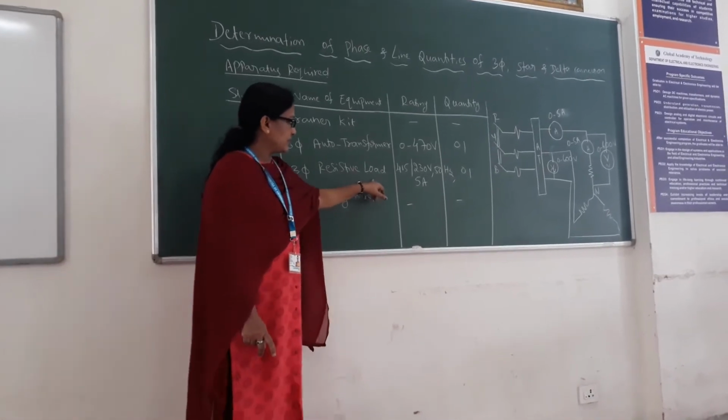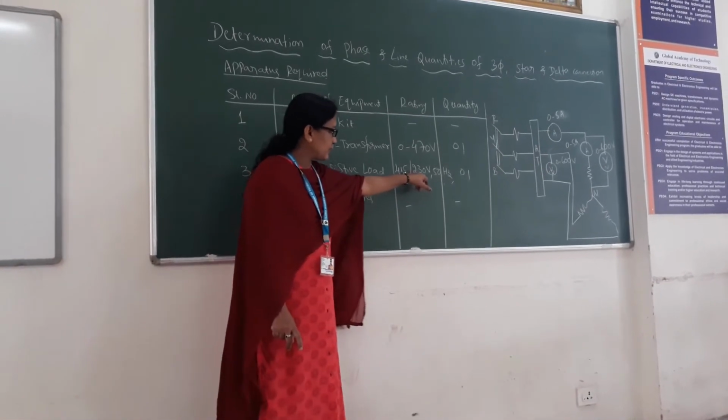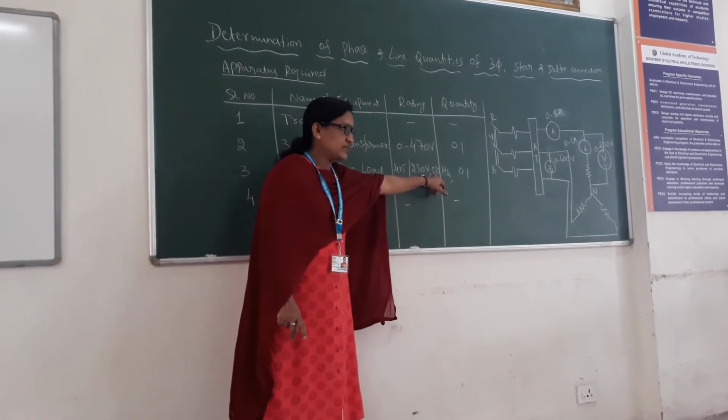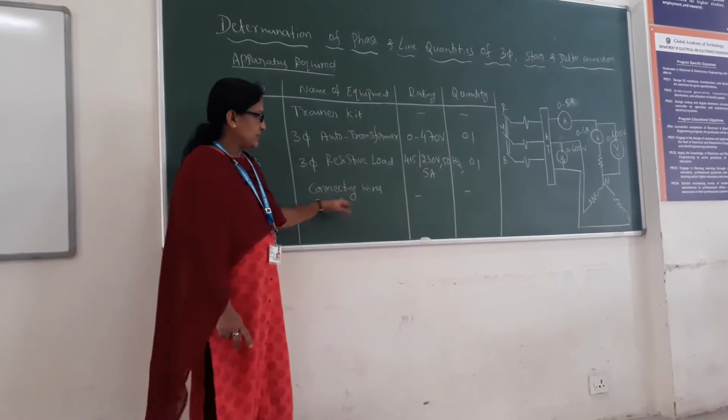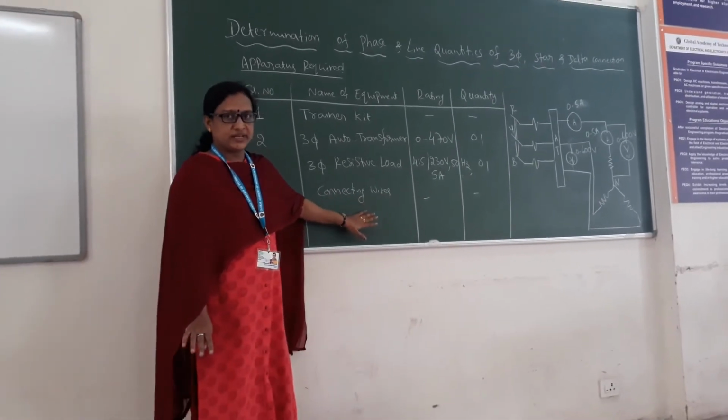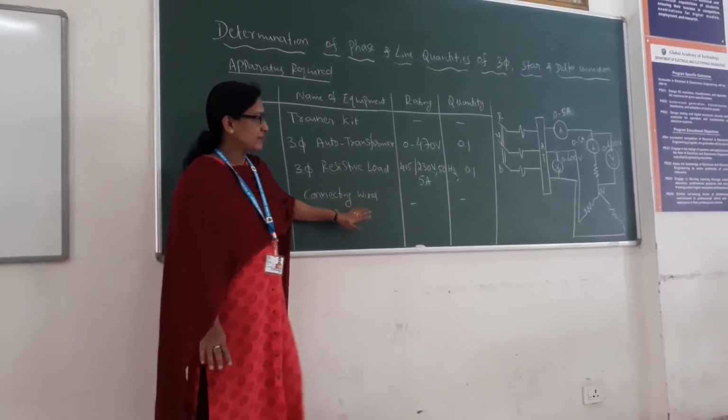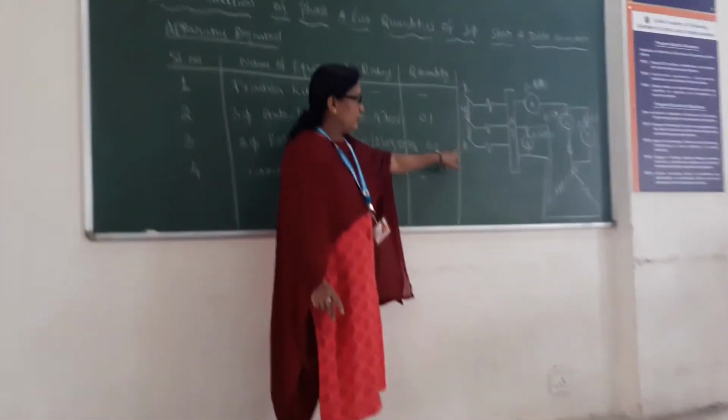The rating of this three-phase autotransformer is 0 to 470 volt, and the rating of this three-phase resistive load is 450 volts, 230 volt, 50 hertz frequency. Current rating is 5 ampere. Okay. So we are going to use these connecting wires with color coding red, yellow, blue.